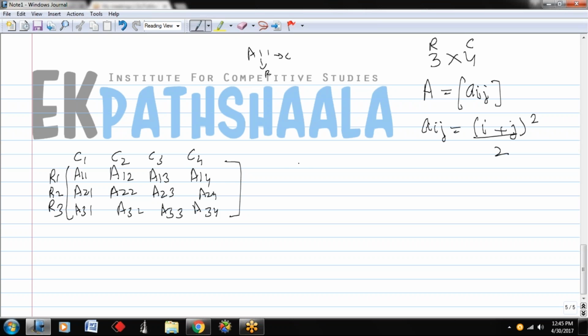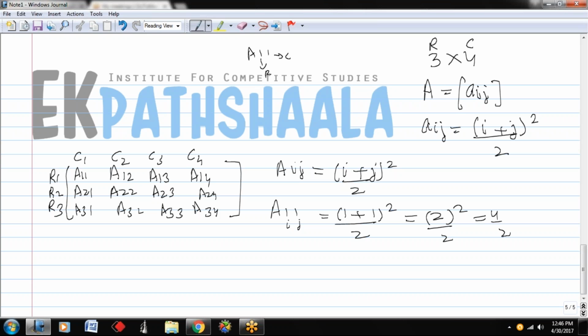Now, the formula for Aij is given to us as (i plus j) divided by 2 whole square. Let us find A11. This is the value of i and this is the value of j. Let us put i as 1, j as 1. So this will become 2 square by 2, which is 4 by 2. Hence my answer is 2. Is that okay?